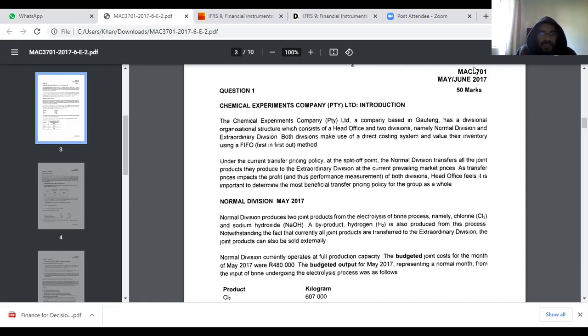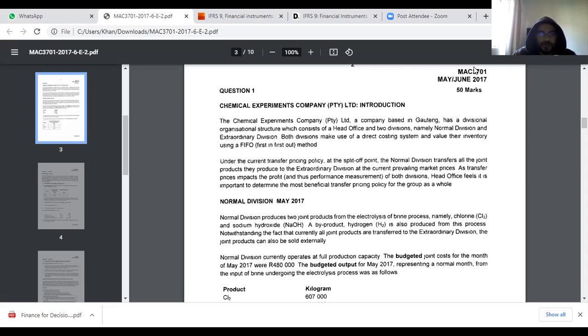So we're going to say selling price at split off point minus cost incurred up until split off point, get the net profit. Then we compare that to selling price after further processing, less all costs incurred up until after further processing. And in that way, we will be able to determine which one generates the highest profit, and we will select on that basis.